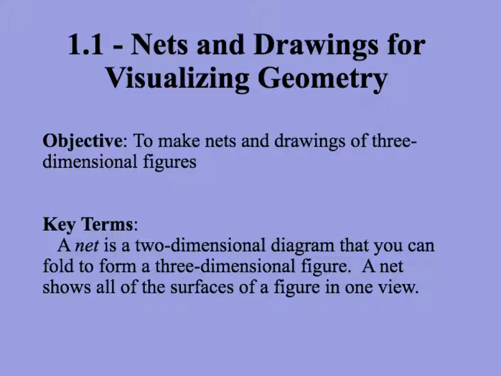Before we get into Chapter 11, we're going to go back to Chapter 1 and cover 1.1, Nets and Drawings for Visualizing Geometry. We got a key term here. It's a net. We're going to be working with nets in this chapter. A net is a two-dimensional diagram that you can fold to form a three-dimensional figure. A net shows all of the surfaces of the figure in one view. So basically you're taking a three-dimensional figure such as a cube or a prism, and you're breaking the sides down flat so that you can see all of the sides and all of the measurements.